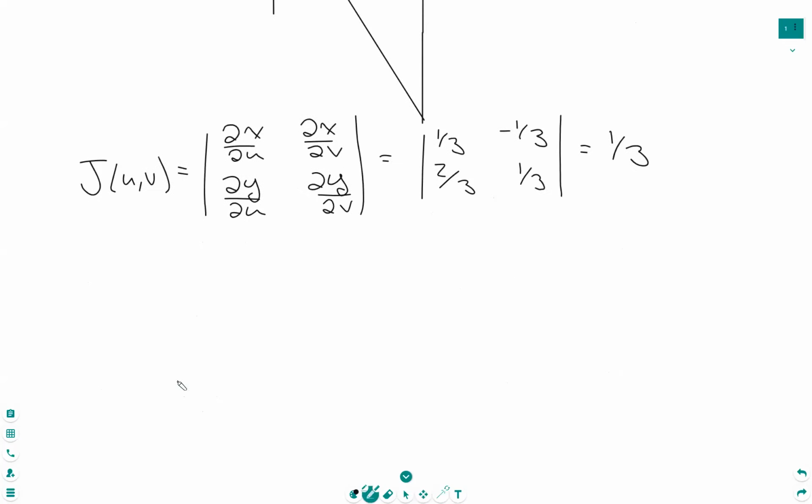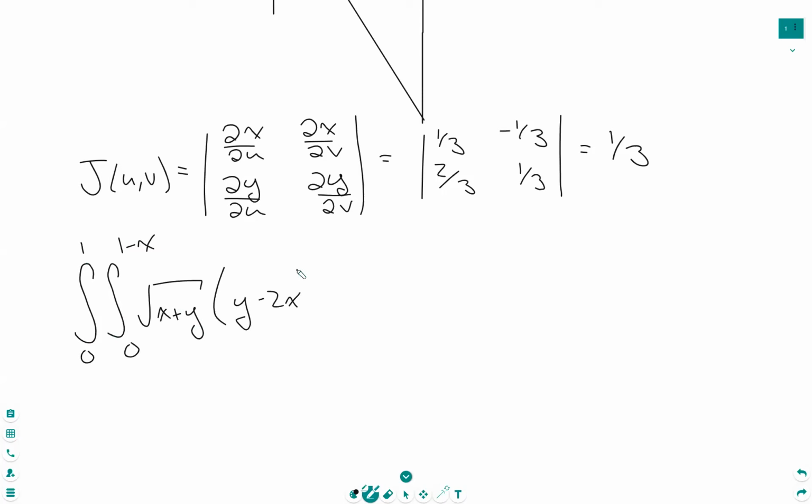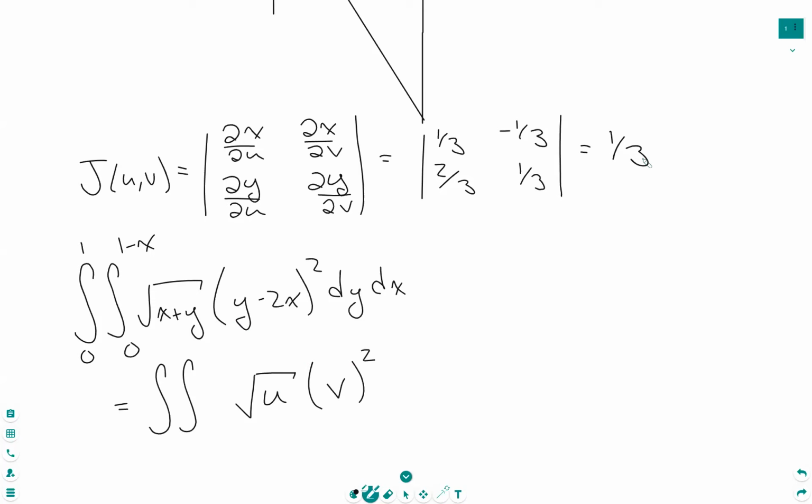Okay, so let's start setting up our UV integral. So our original integral was 0 to 1, 0 to 1 minus x, the square root of x plus y times the quantity y minus 2x squared dy dx. This becomes, let's set up our double integral. Our integrand, therefore, becomes, the square root was just related to our u, right? So we get a square root of u. And then we get here, this is just v, so v squared. We have our Jacobian here. So we need to take the absolute value of 1/3. Luckily, that's just still 1/3.